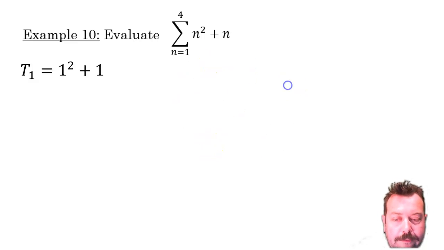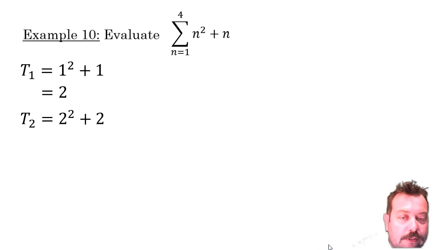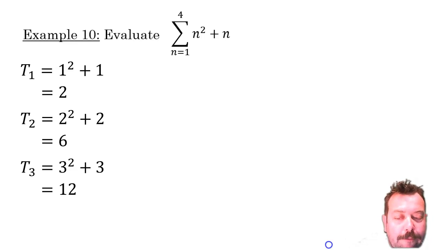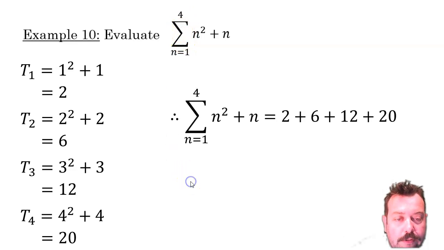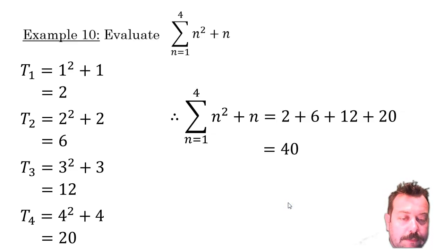So what that means is that my first term is 1 squared plus 1, which is 2. My second term is 2 squared plus 2 equals 6. My third term is 3 squared plus 3 equals 12. And my fourth term is 4 squared plus 4 equals 20. Now I have the first four terms, and I'm asked to evaluate the sum of those terms, the first, the second, the third, plus the fourth. So, simply it's 2 plus 6 plus 12 plus 20 equals 40.